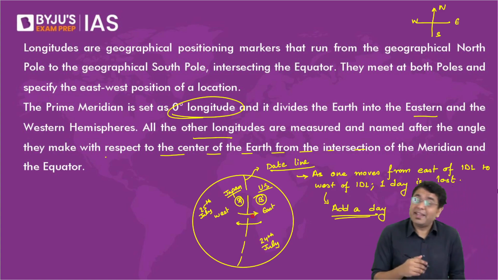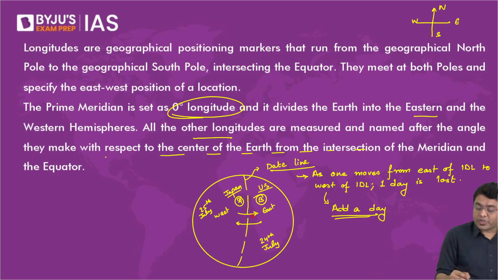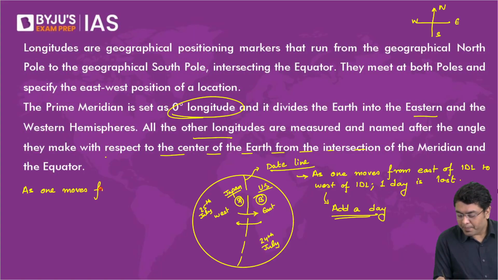So can we say that as we move from west of IDL to the east of IDL, we will gain a day? Earlier, we lost a day. So as one moves from west of IDL to the east of IDL, one day is gained.